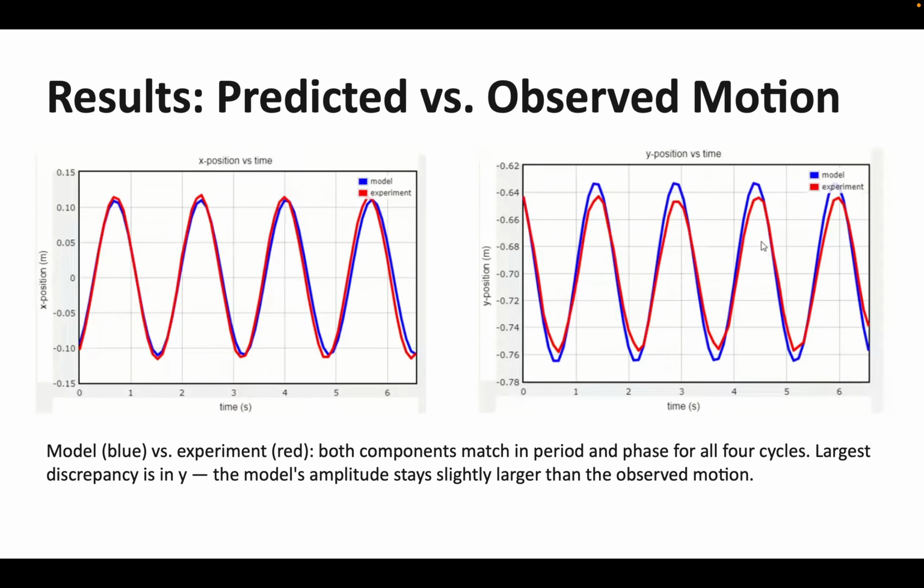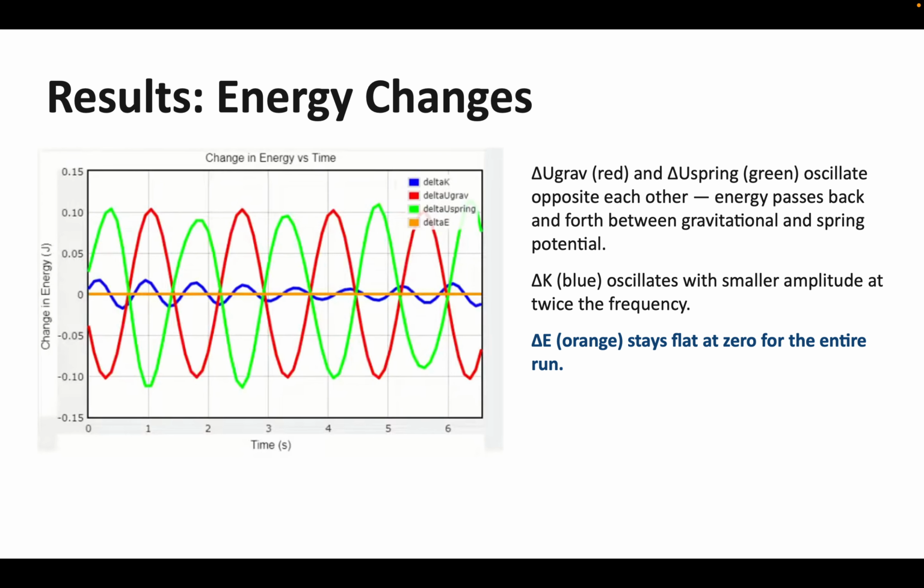So here are the energy changes over time. The red and green curves, gravitational and spring potential energy, mirror each other, trading energy back and forth. The blue is the kinetic energy oscillating with small amplitude, and the orange curve is the change in total energy. It stays flat at 0 the entire run.